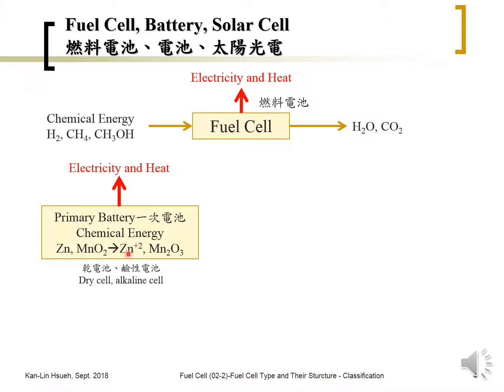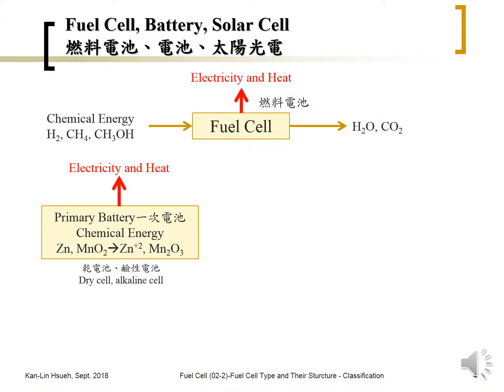If this reaction is not reversible, we call it a primary battery. That means the battery is used once, and when all the active material is exhausted, the battery cannot produce electricity anymore, so it has to be recycled. Typical examples are the dry cell or alkaline cell. The reason is that the electrochemical reaction is irreversible. You cannot reverse it.